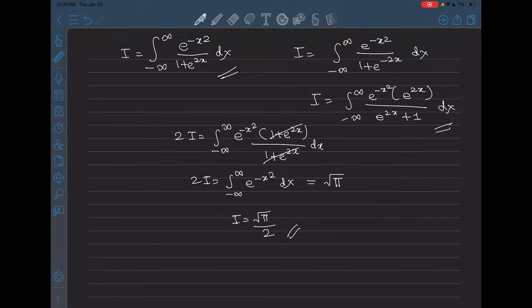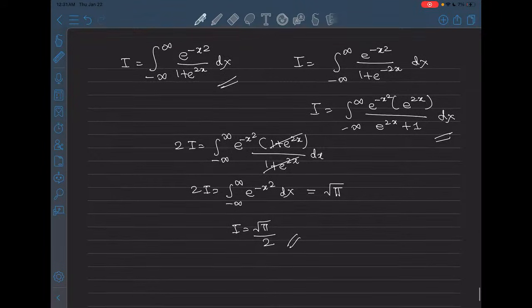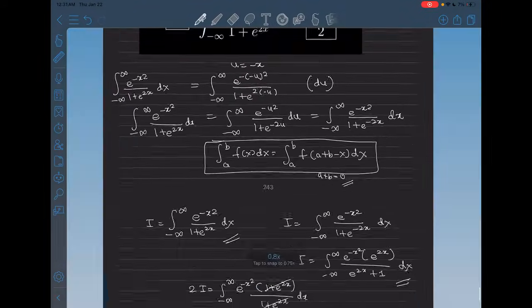And this was a beautiful solution thanks to Daxia. I think it's Daxia. Yeah, for suggesting King's rule. Root pi over 2.